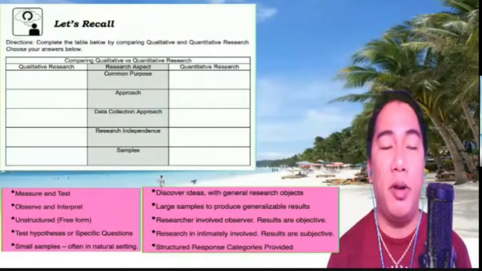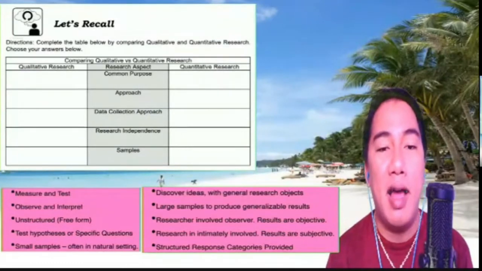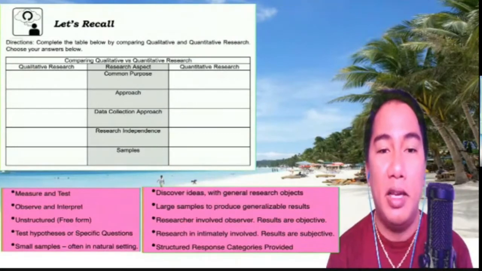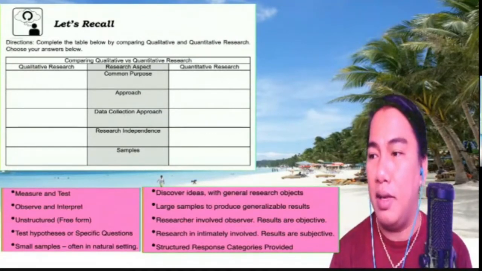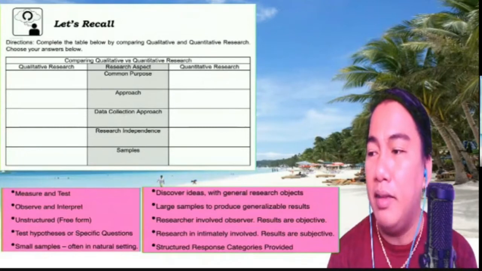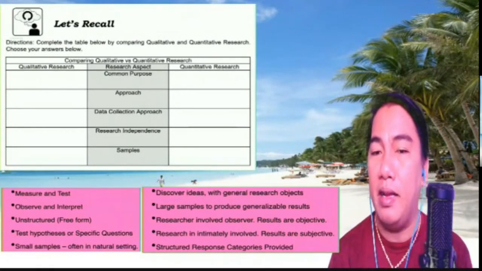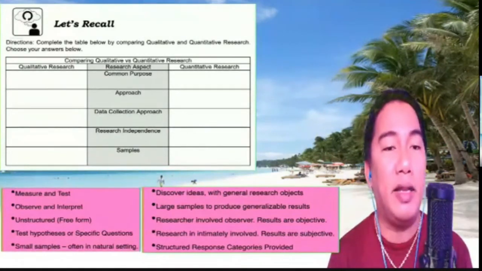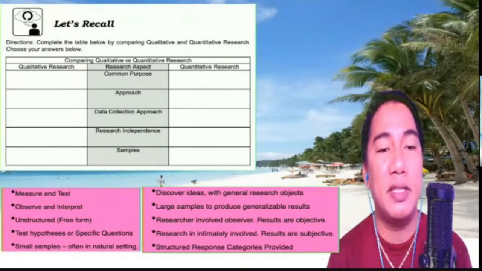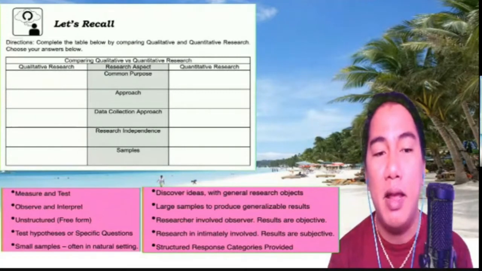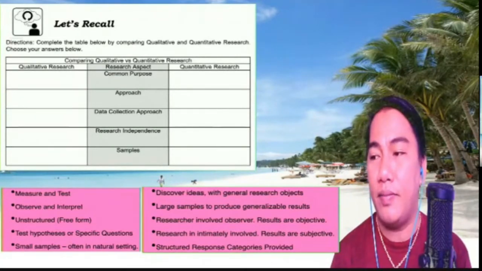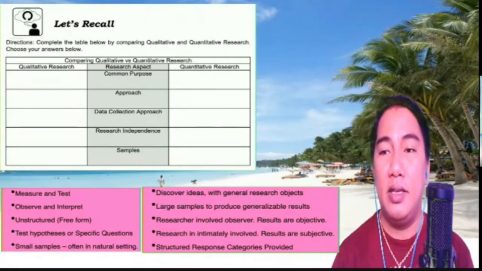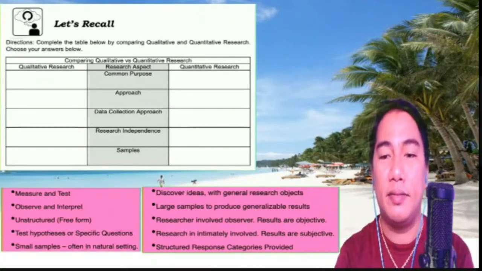But first, let us recall. As we go along with the module, I would like you to answer your module. So let's recall. Complete the table below by comparing qualitative and quantitative research. Choose your answers below. Okay, so let's start with measure and test. Quantitative or qualitative? John? Sir, quantitative.